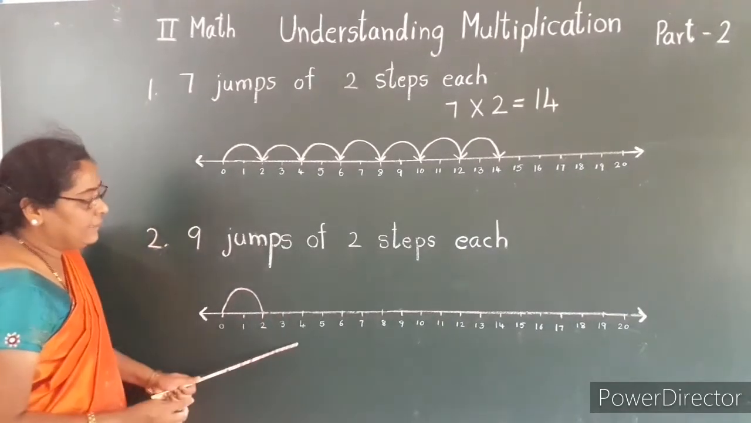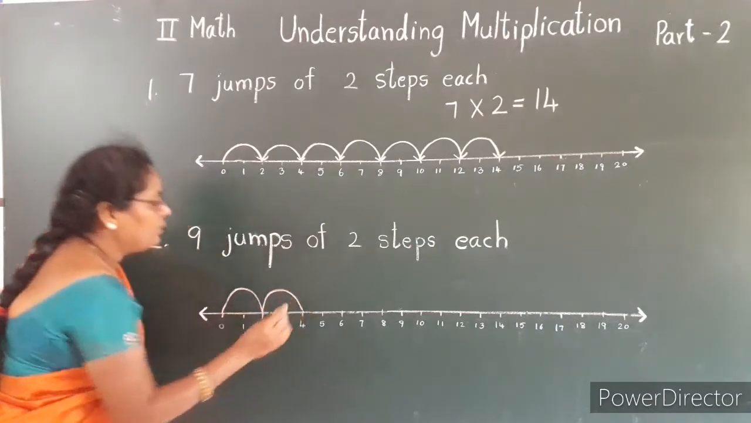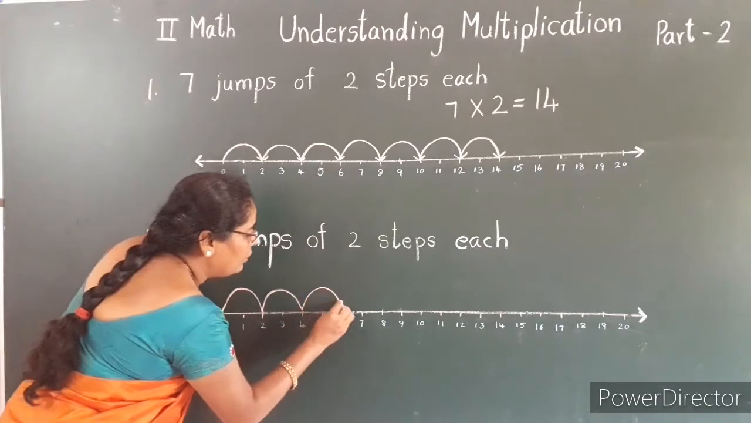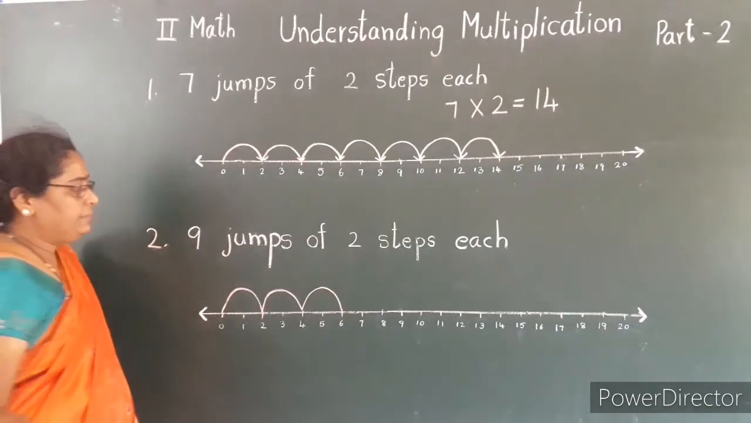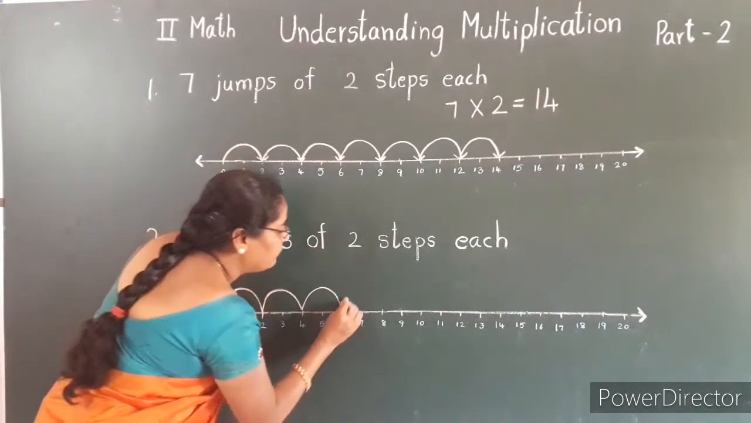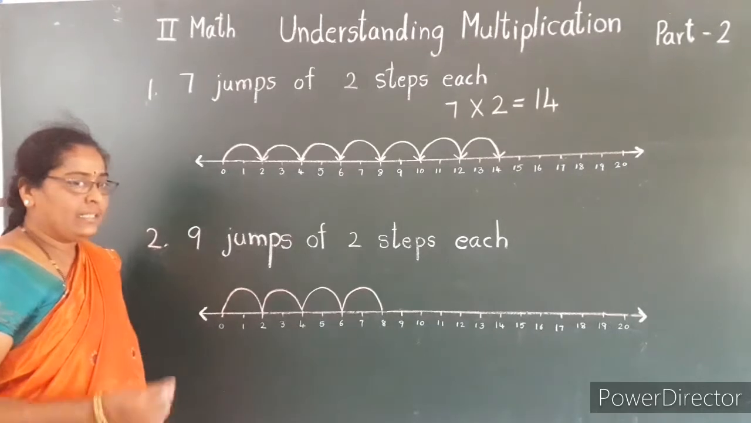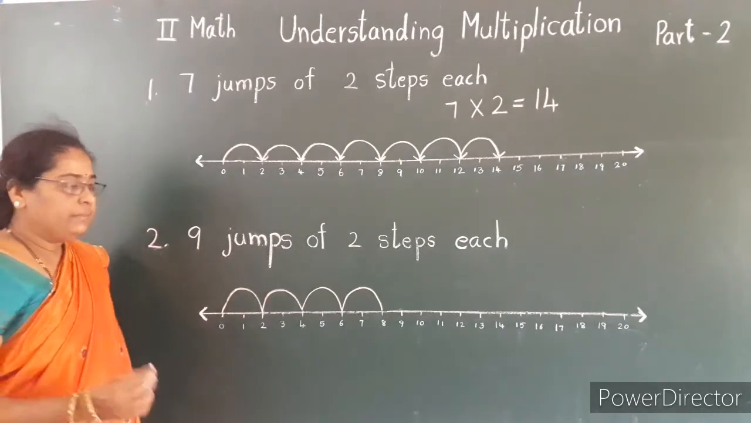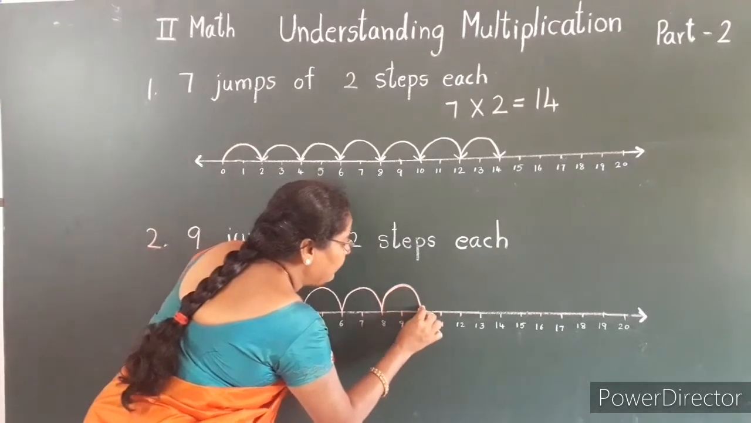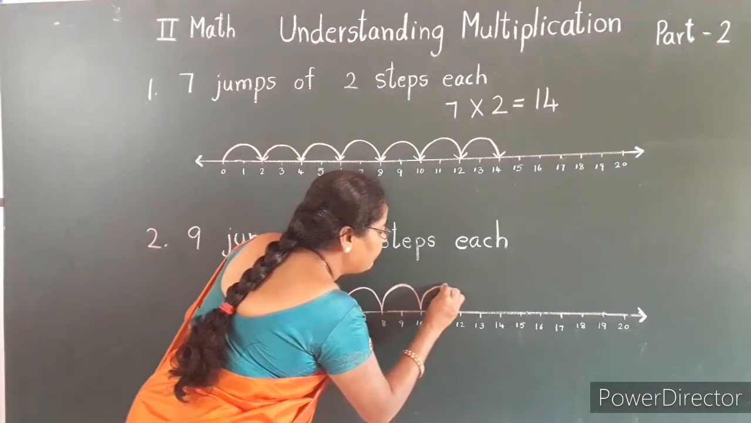Two steps. Next, jump in two steps. One, two. Two steps. Now, another two steps. One, two. One, two, three, four. Yes, four jumps are over. Now, one more jump with two steps. That is 10. One more jump.